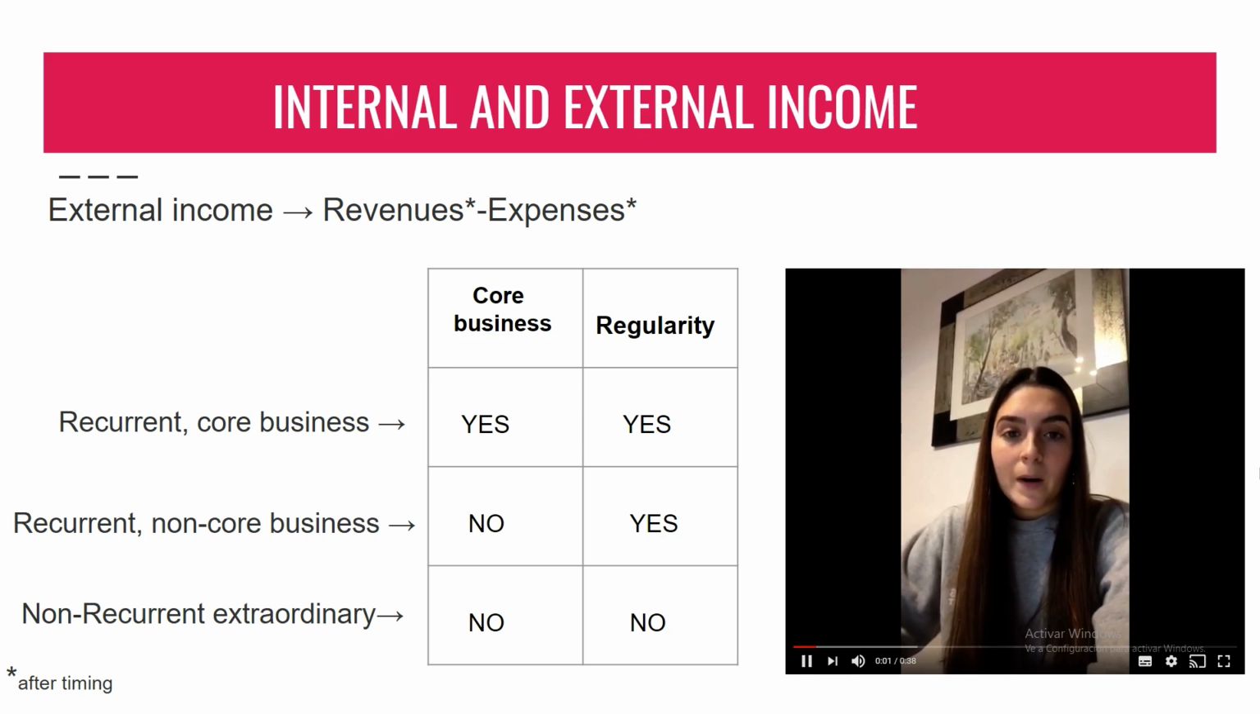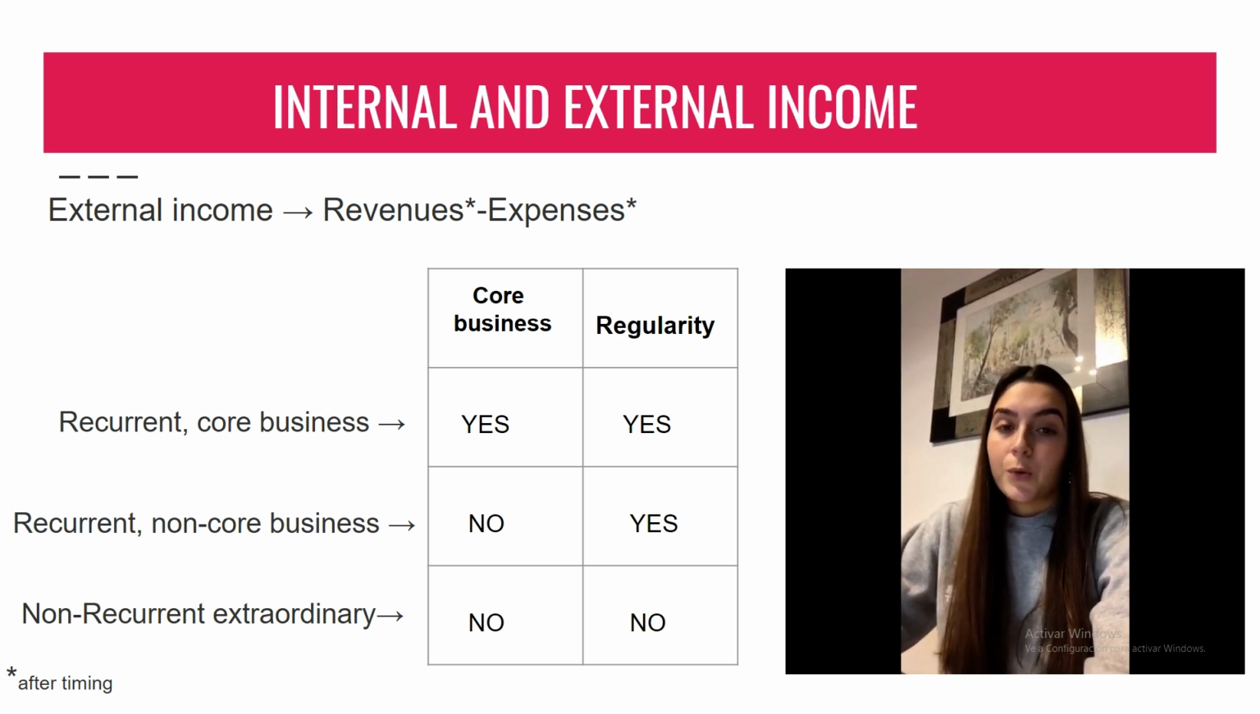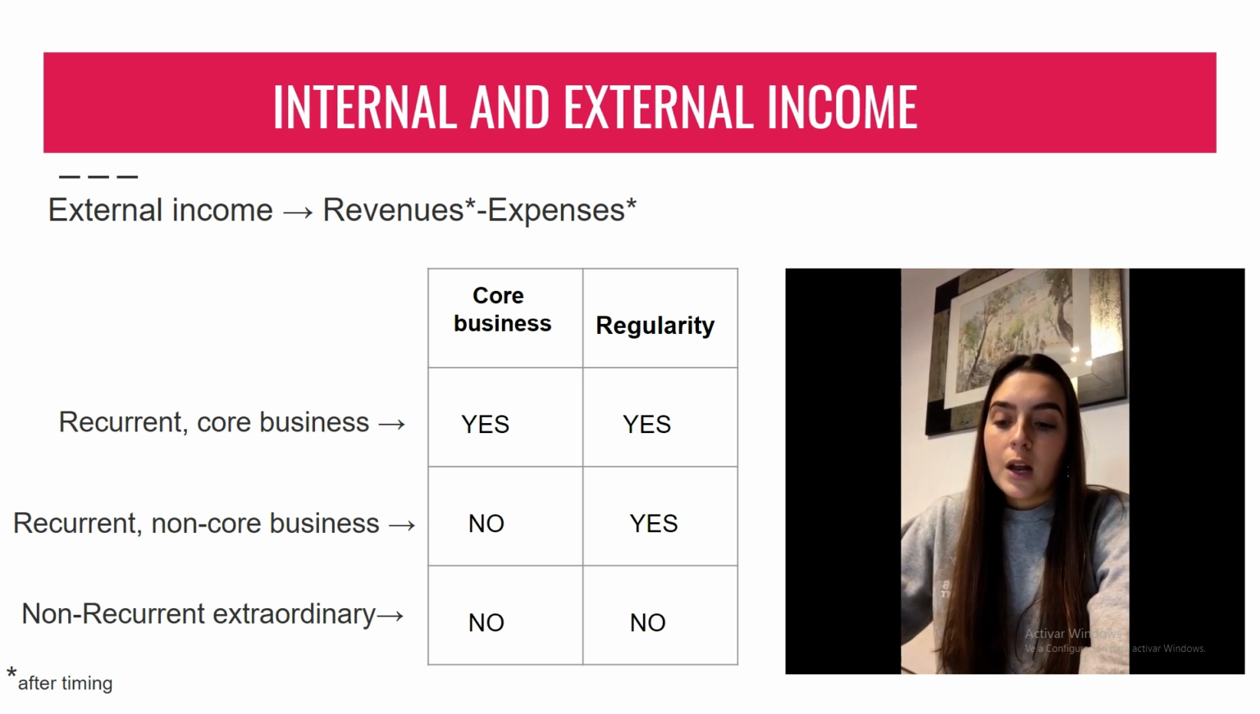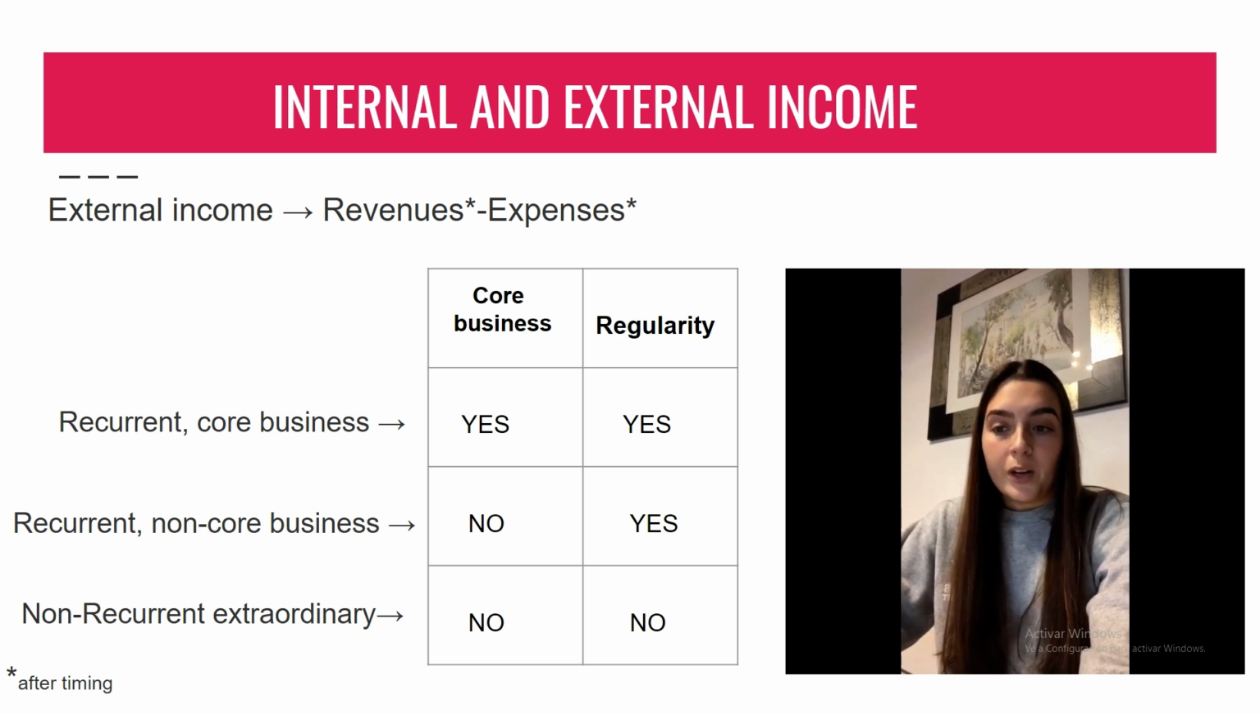Well, I'm going to talk about internal and external income. First of all, we have to make a distinction between recurrent core business, recurrent non-core business, and non-recurrent extraordinary. Well, the main difference between them is that the first one, recurrent core business, is directly related to the main manufacturing process and occurs regularly. The second one, recurrent non-core business, occurs regularly and is not related with the main business. And the last one, non-recurrent extraordinary, is not related with the core business and also doesn't occur regularly.